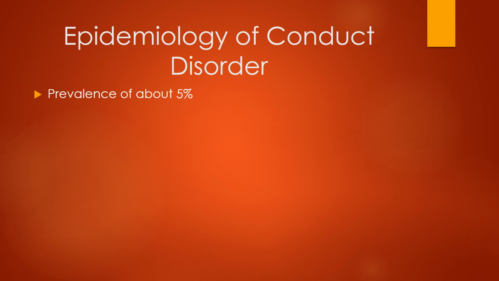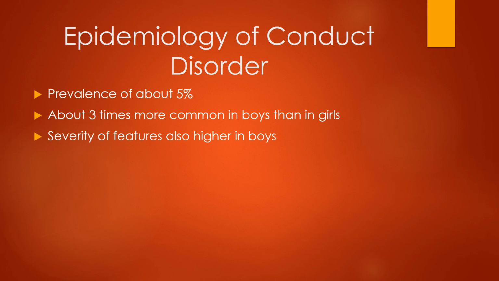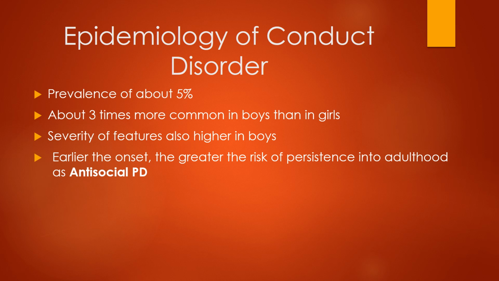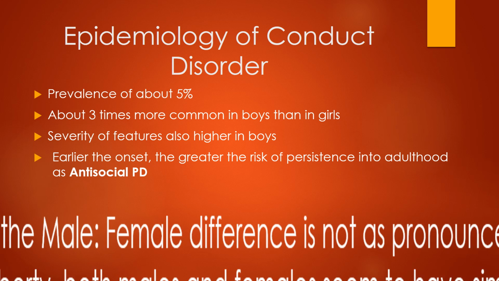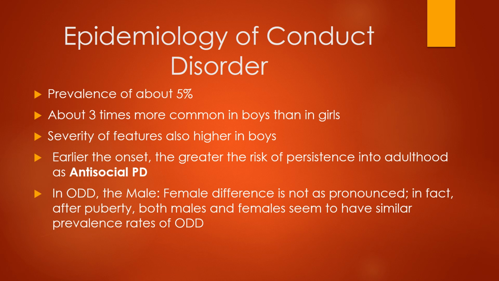The prevalence of conduct disorder is about 5%. It is about 3 times more common in boys than in girls. The severity of symptoms are also higher in boys. The earlier the onset, the greater the risk of persistence into adulthood as antisocial personality disorder. In oppositional defiant disorder, the male to female prevalence difference is not as pronounced as in conduct disorder. In fact, after puberty, both males and females seem to have similar prevalence rates of ODD.